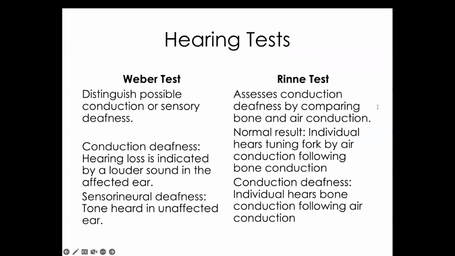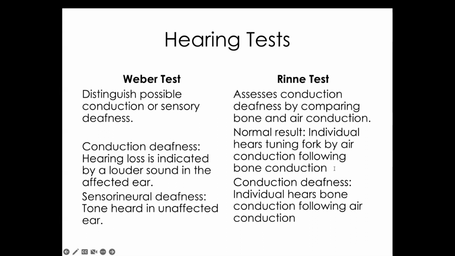There are two hearing tests we'll talk about, the Weber test and the Rinne test. The Weber test distinguishes possible conduction or sensorineural deafness. Conduction deafness is indicated by hearing a louder tone in the affected ear. Sensorineural deafness is indicated by the tone being heard in the unaffected ear. A normal test will have the tones sounding the same in both ears. So a tuning fork is tapped and then placed at the top of the forehead, and if the sound appears to be louder in one ear, there is possible deafness.